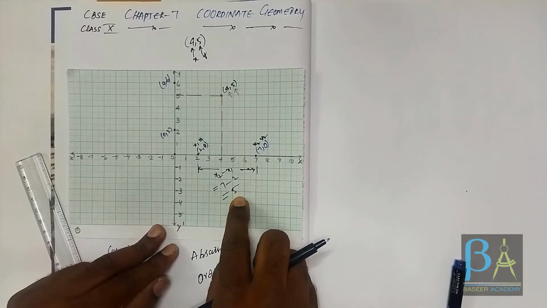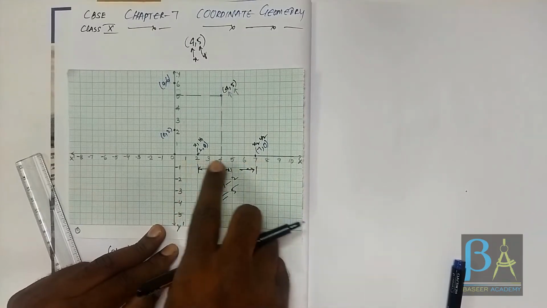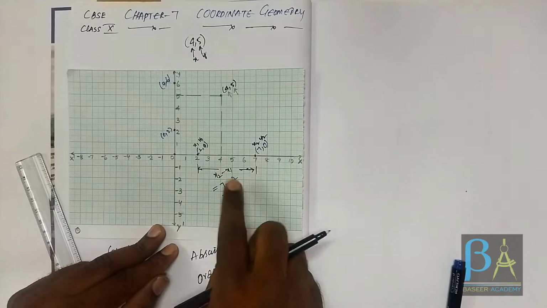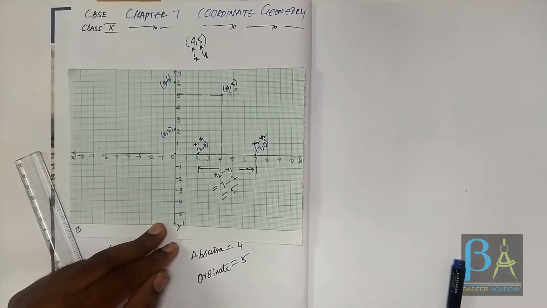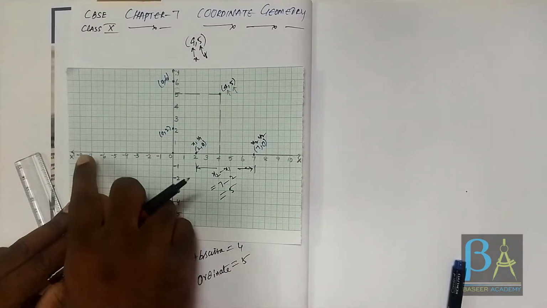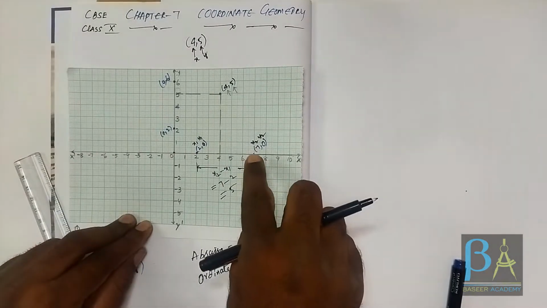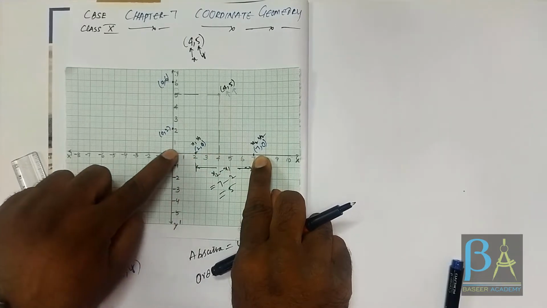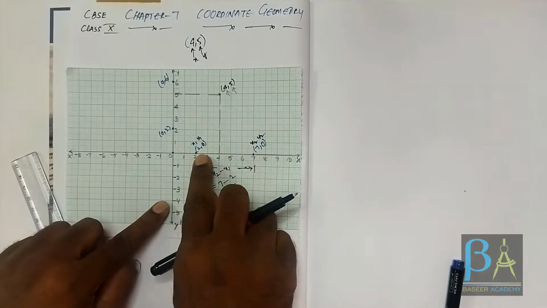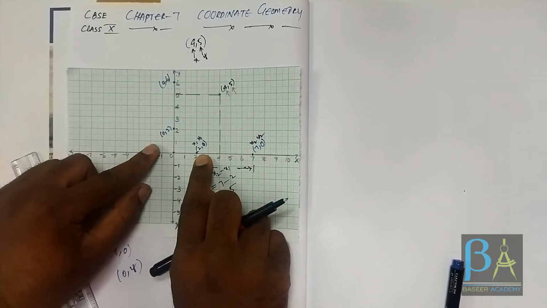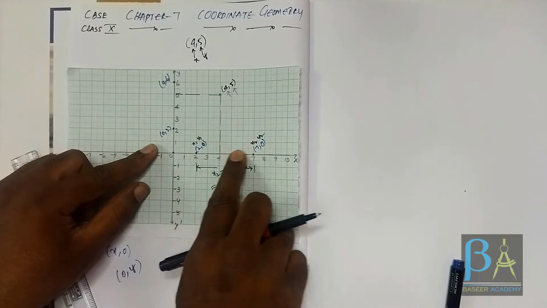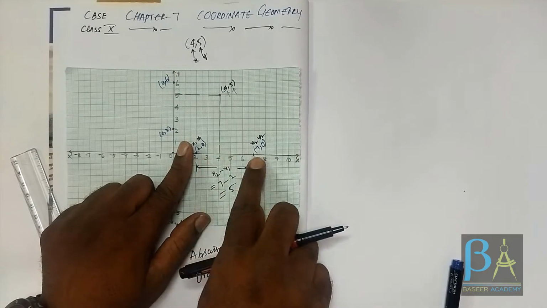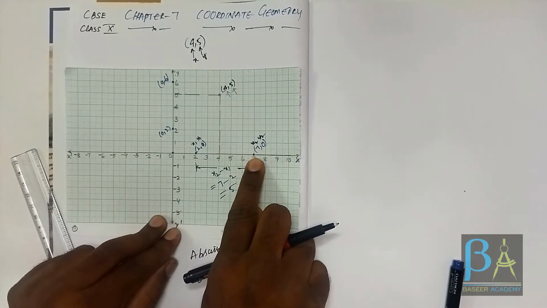So understand, the distance between 2 points on the x-axis is always given by x2 minus x1. If you want, you can actually check it this way also. This point is 7 units away from the y-axis, and this point is 2 units away from the y-axis. So if from the total 7, you remove 2, you'll be left with 5. So the distance between this point and this point will anyway be 5 units.